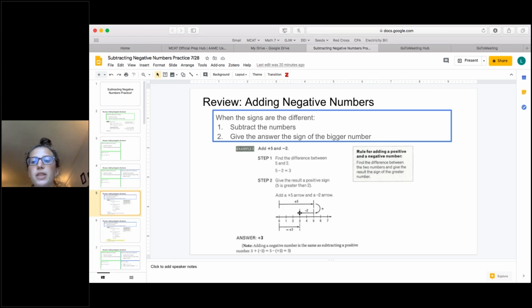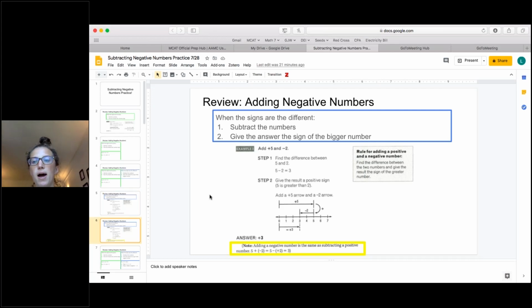You can think about that like making a series of bets with someone. If you and I were to make a bet for $5 and I won, I would win $5. If we were to make a second bet for $2 and I lost, I would lose $2. But at the end of the day, I still walk away with money because that first bet won out. It was bigger than the second number, so my final answer is positive. And that's why we always give the answer the sign of the bigger number. Again, when I say bigger, I mean the bigger absolute value.